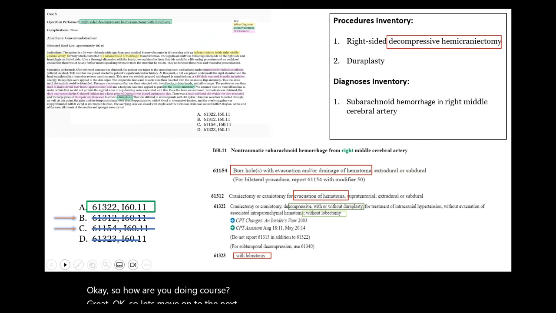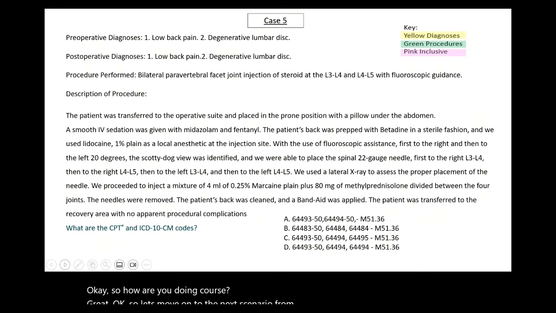Scenario from nervous system. Okay, Ms. Katoya, you can take it away.